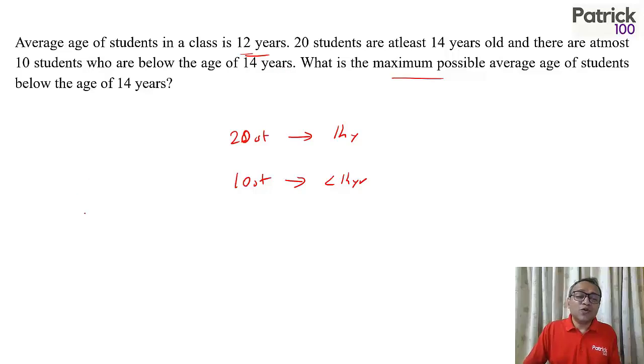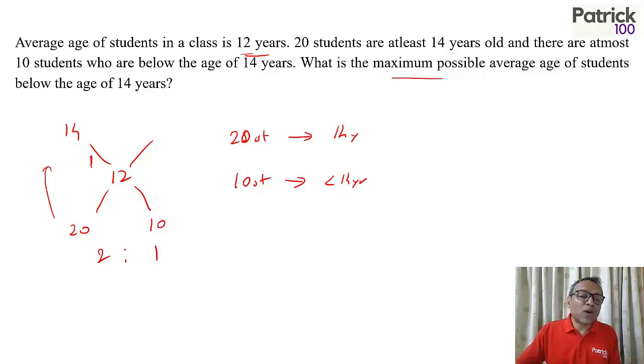If you know reverse allocation, this helps. 20 students, 10 students. Your average is 12. 20 students are at 14 years. So when you reverse allocation, you go backwards. This is 2:1, and when you go backward, this becomes 1 and this becomes 2. This 1 stands for 2, the difference of 14 and 12. So 2 will stand for 4. So 12 minus 4 is 8. So this becomes 8 as the answer.